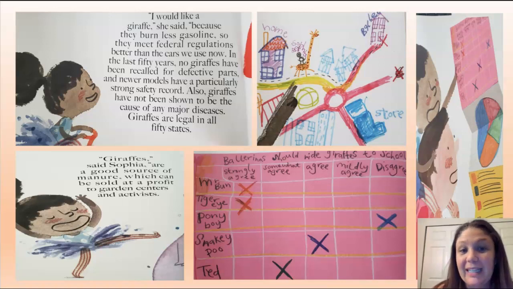She knows her family loves the earth and tries to think of an argument that would perk their attention. Sophia comes back and explains her reason to support her opinion that she should get a giraffe. "Giraffes," said Sophia, "are a good source of manure, which can be sold at a profit to garden centers and activists." Her family says no.